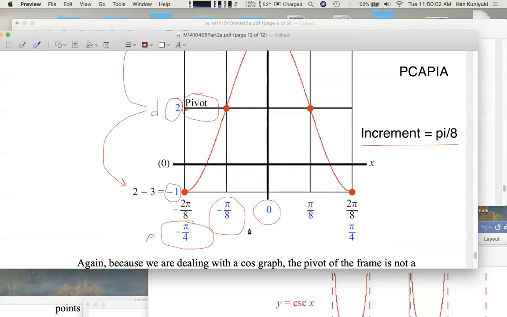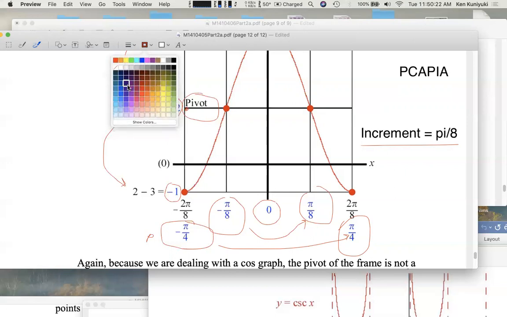In fact, we could use symmetry now to get pi over 8 over here and pi over 4 over here. Or you could just keep adding pi over 8. 0 plus pi over 8 is pi over 8. 1 pi over 8 plus 1 pi over 8 is 2 pi over 8. That simplifies to pi over 4.